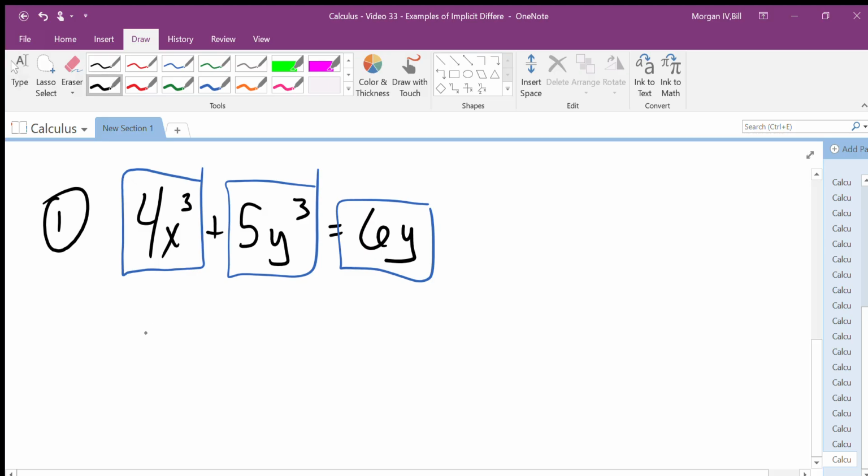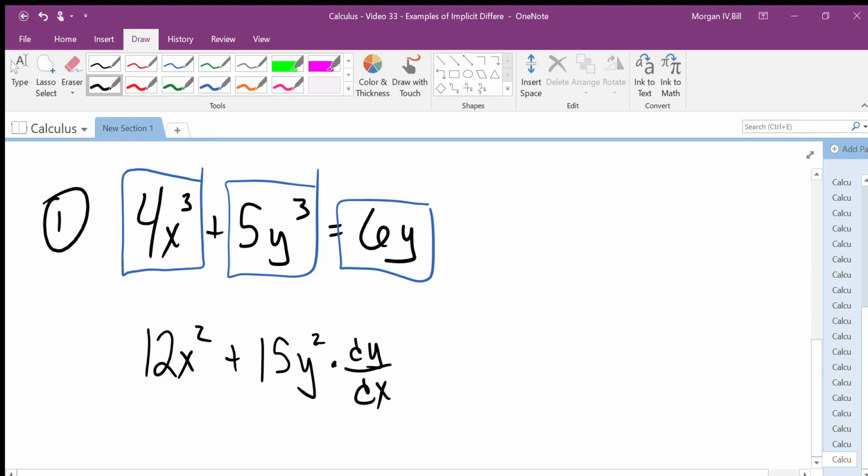Derivative of 4x cubed is 12x squared plus the derivative of 5y cubed is 15y squared times, chain rule, dy dx, the derivative of that inside function y, is equal to the derivative of 6y is just 6, but then since that's a function y here, times dy dx. Okay, so we have the derivative implicitly, but we need to solve for dy dx, right? The derivative of y with respect to x.